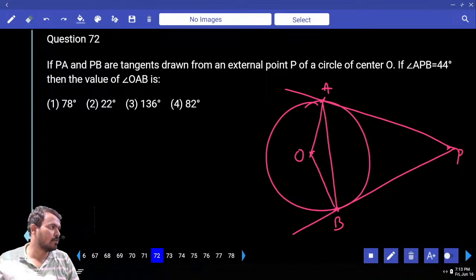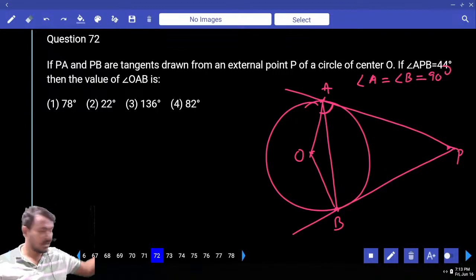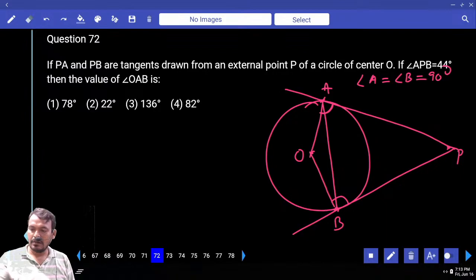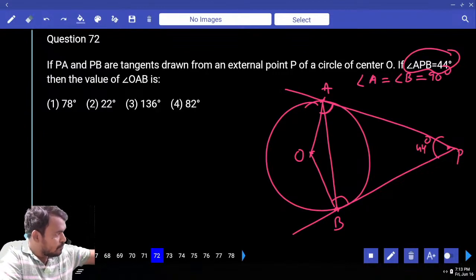OA value and OB value are radius, and angle A, total angle A and angle B equal to which one? 90 degrees. Means A total is how much? 90. B also total 90. And already APB equal to how much value is given? 44. Means this one is given 44. Okay. A 90, B 90.